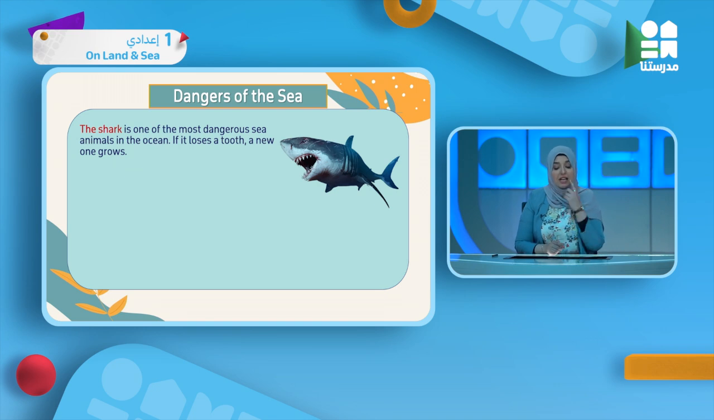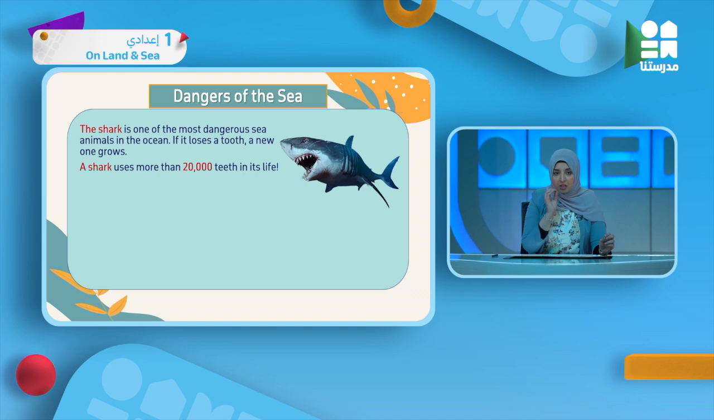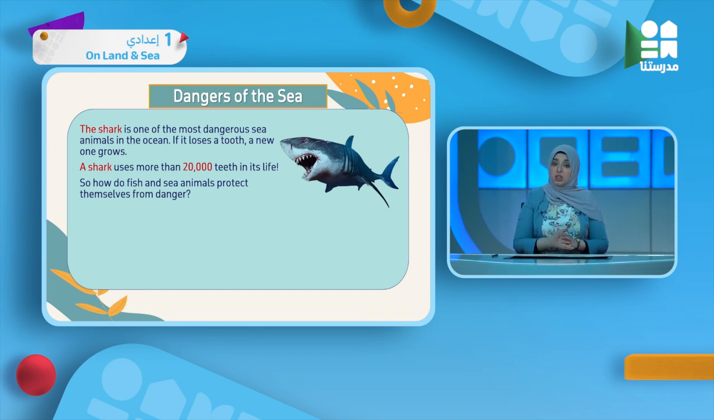If it loses a tooth اللي هي سنة, a new one grows. في واحد تاني بينمو. A shark uses more than 20,000 teeth in its life. بتستخدم حوالي 20,000 سنة في حياتها كلها. So how do fish and sea animals protect themselves from danger? ازاي السي animals بتحمي نفسها من الدينجر من الخطر؟ Let's see one by one.